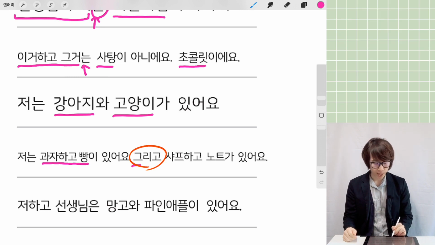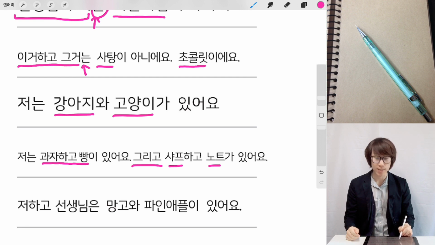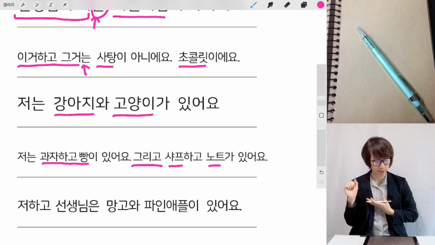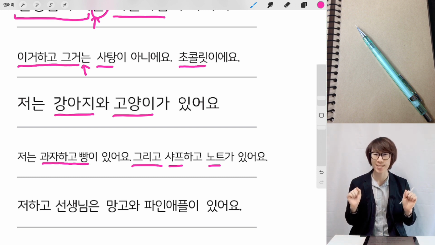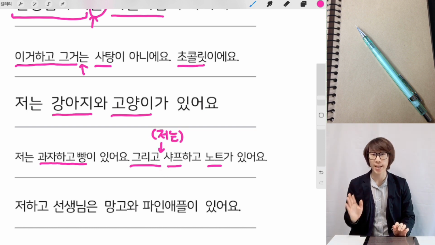그리고 means and. 샤프하고 노트가 있어요. 샤프 is mechanical pencil and 노트 is note. So 그리고 샤프하고 노트가 있어요. I have a pencil and a note. In this sentence, 저는 is omitted, right? So you don't have to say the subject 저는 twice. So in the second sentence it is omitted.